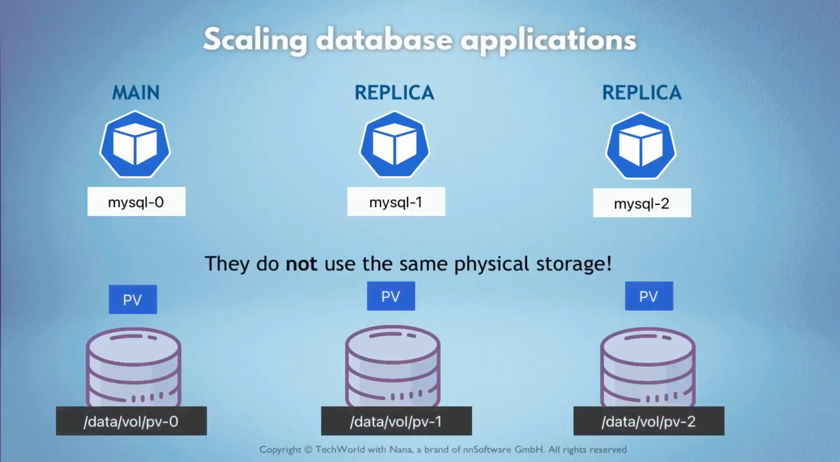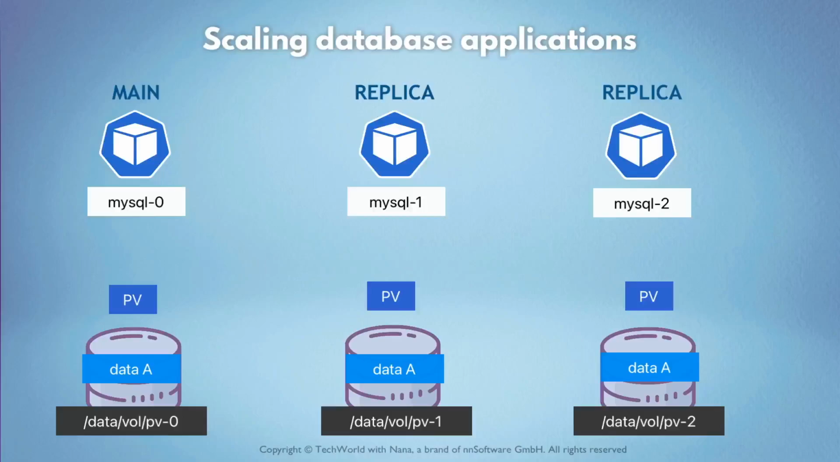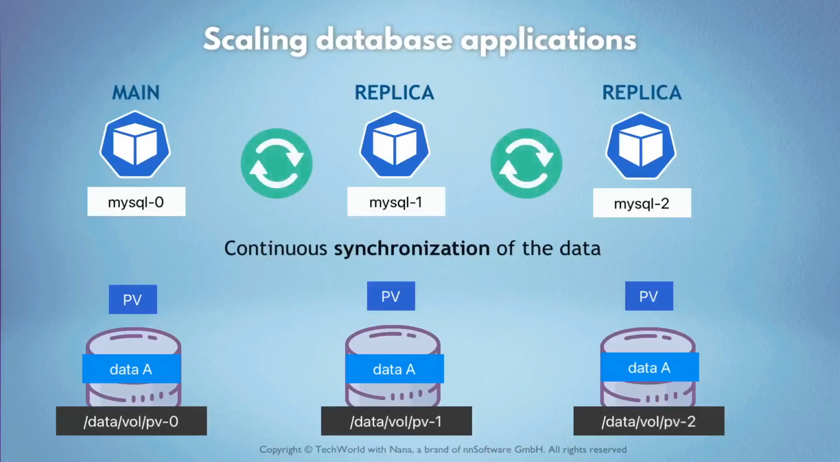So the thing is that these pods do not have access to the same physical storage. Even though they use the same data, they're not using the same physical storage of the data. They each have their own replicas of the storage that each one of them can access for itself. And this means that each pod replica at any time must have the same data as the other ones.